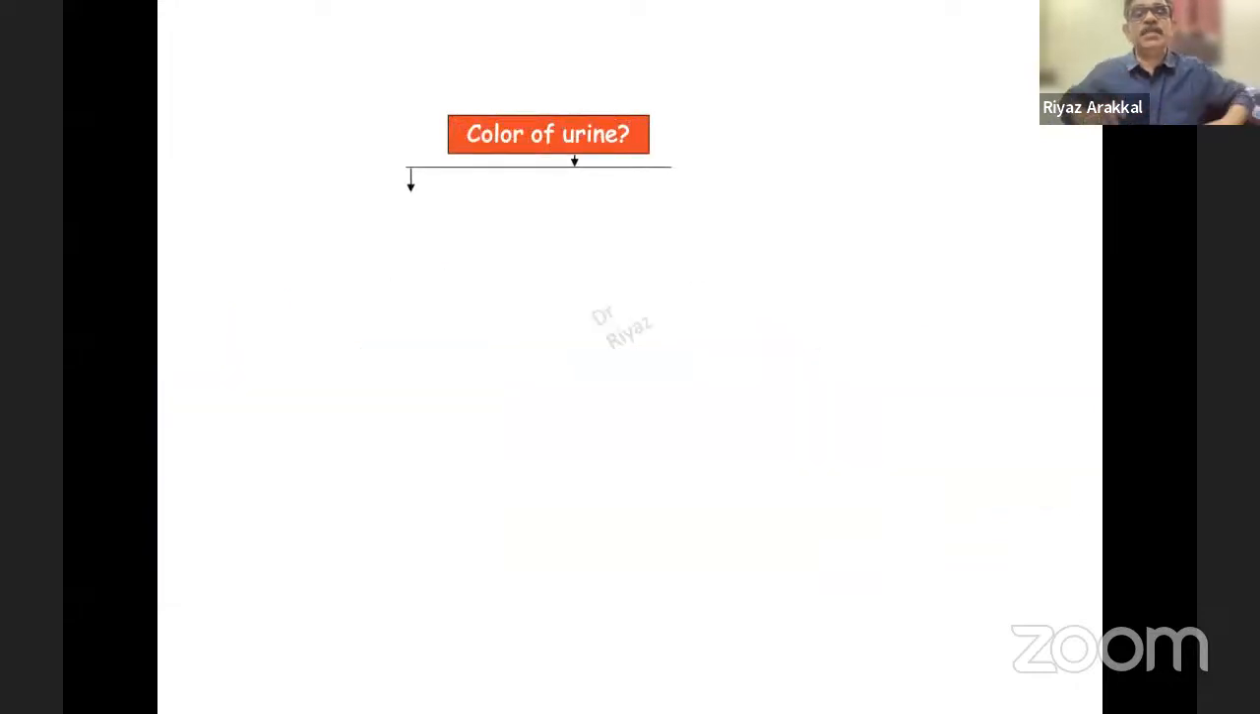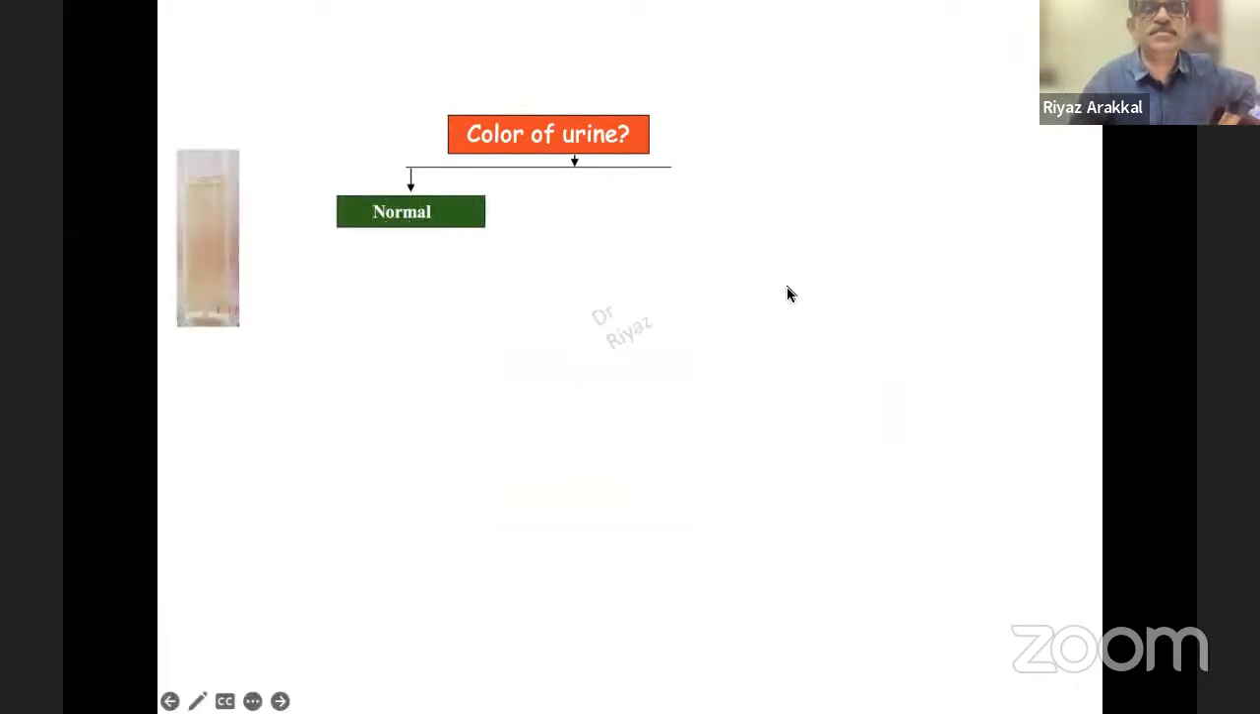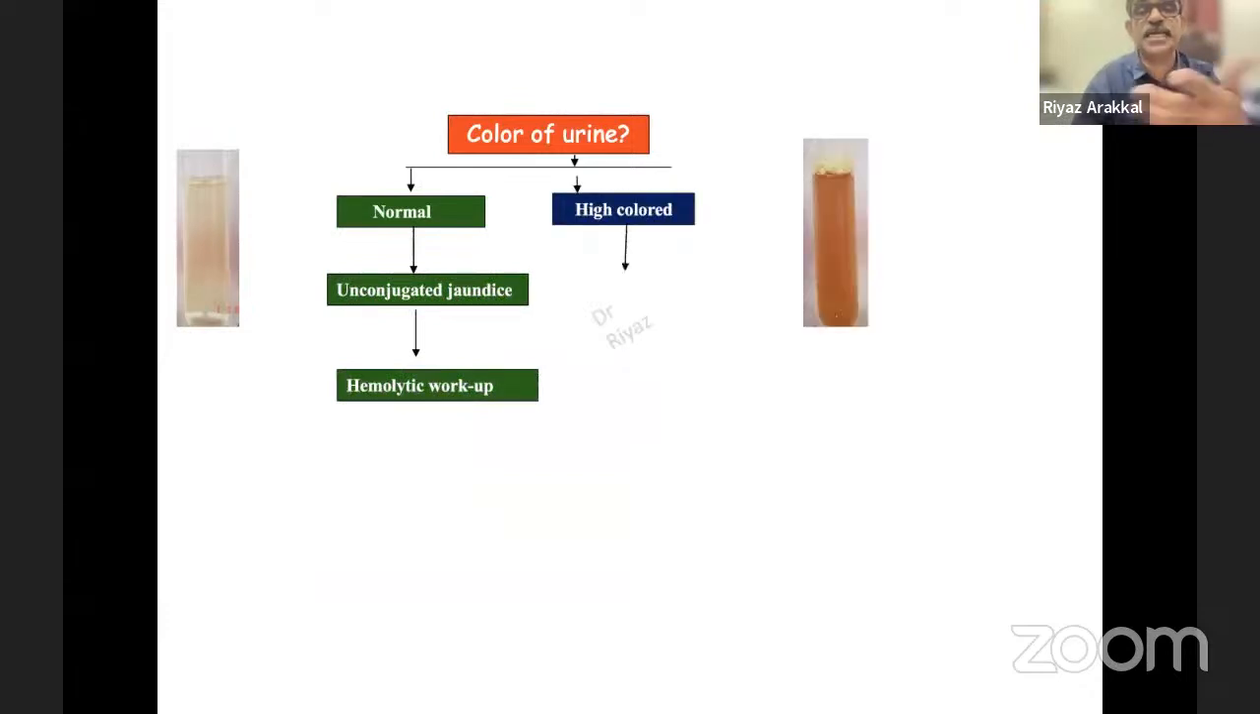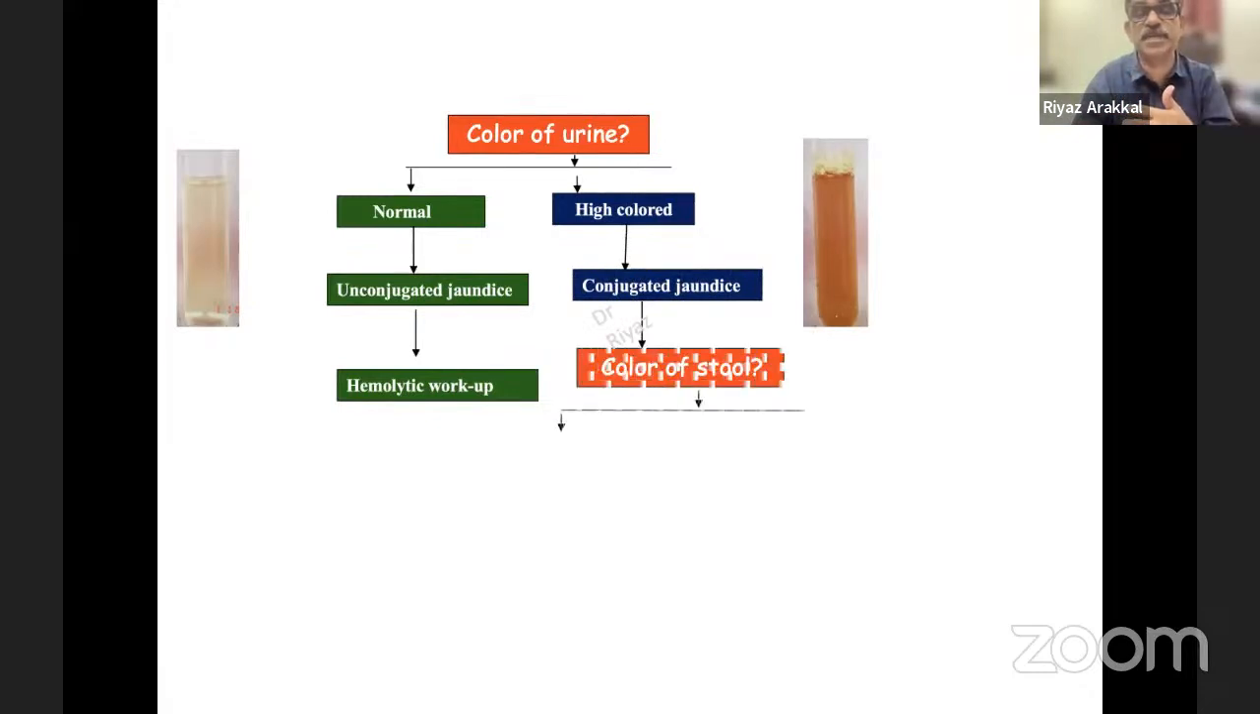So finally, there are two questions to be asked of the jaundice patient. What is the first question? Color of the urine. If the urine is of normal color like this, it is unconjugated jaundice. You investigate the patient for hemolytic disease. If the mother says the urine is high colored like this, it is a conjugated jaundice. It may be cholestatic jaundice or it may be hepatocellular jaundice.